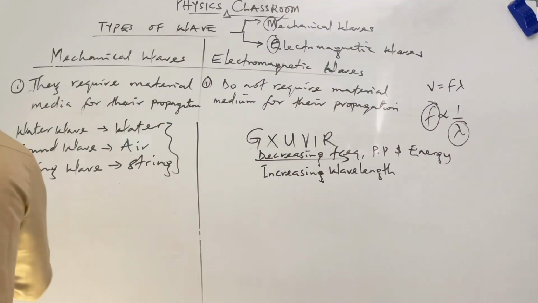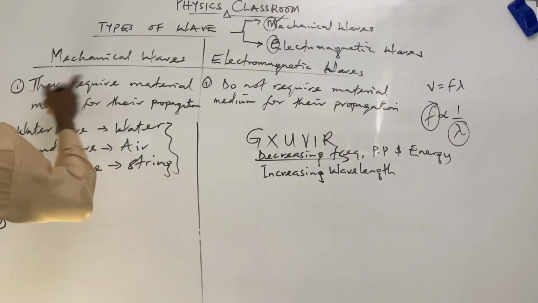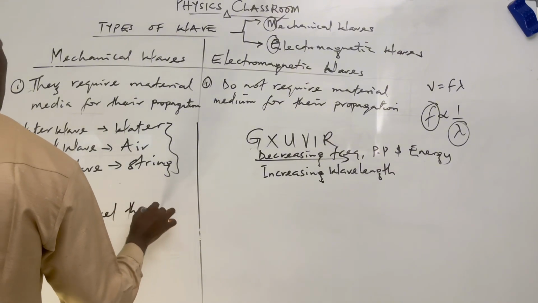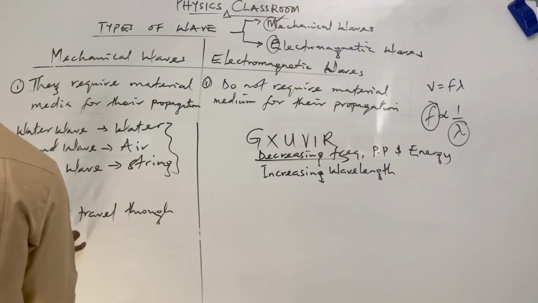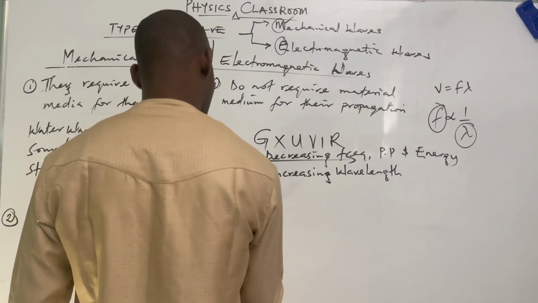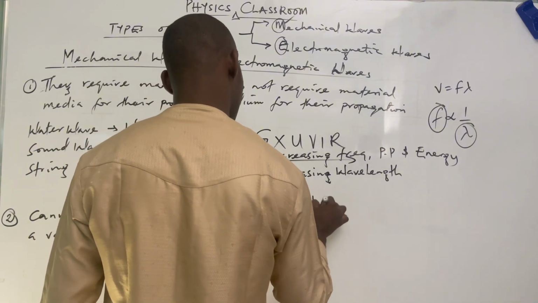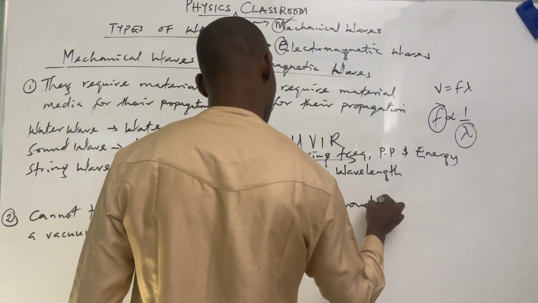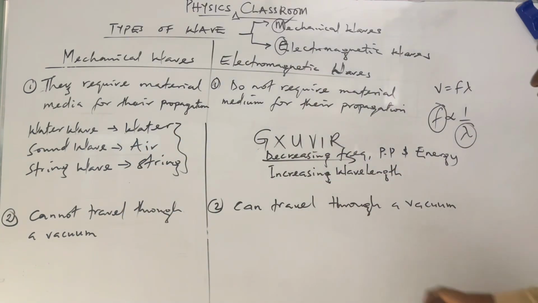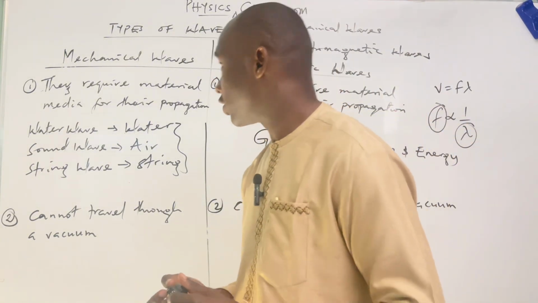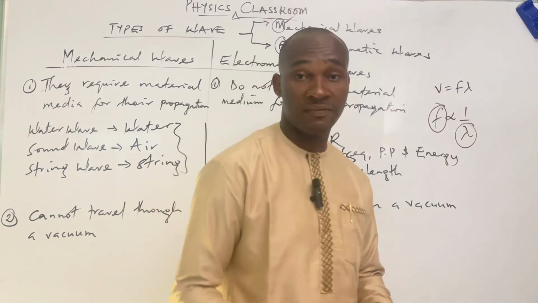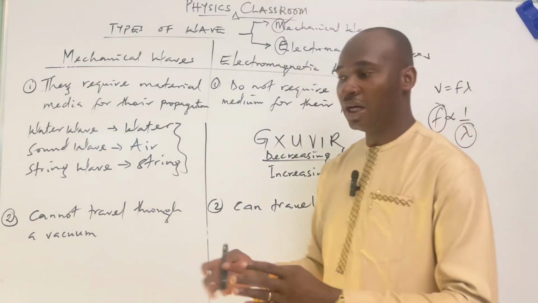The next difference is this. Mechanical wave cannot travel through a vacuum, cannot travel through an empty space, whereas electromagnetic wave can travel through a vacuum. And this takes us to the next aspect, which will be classes of wave. We will be classifying waves into two, the transverse wave and the longitudinal wave.